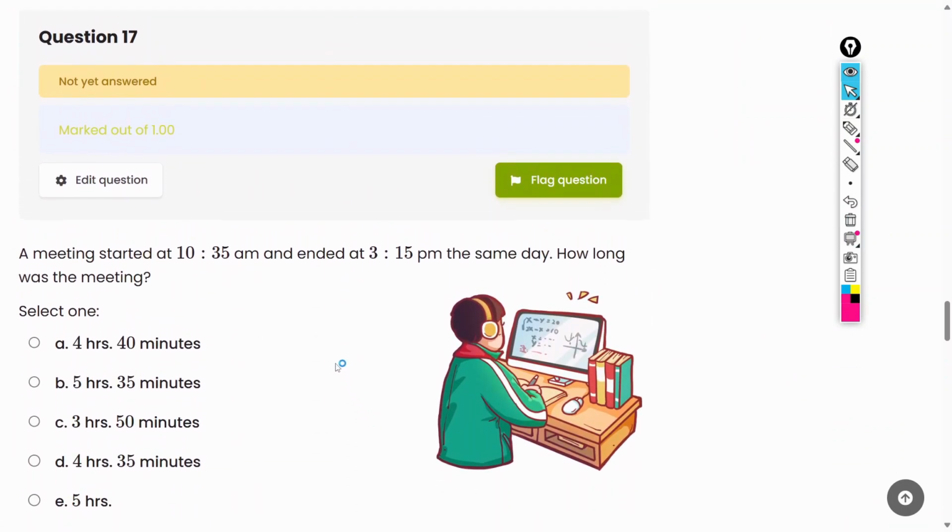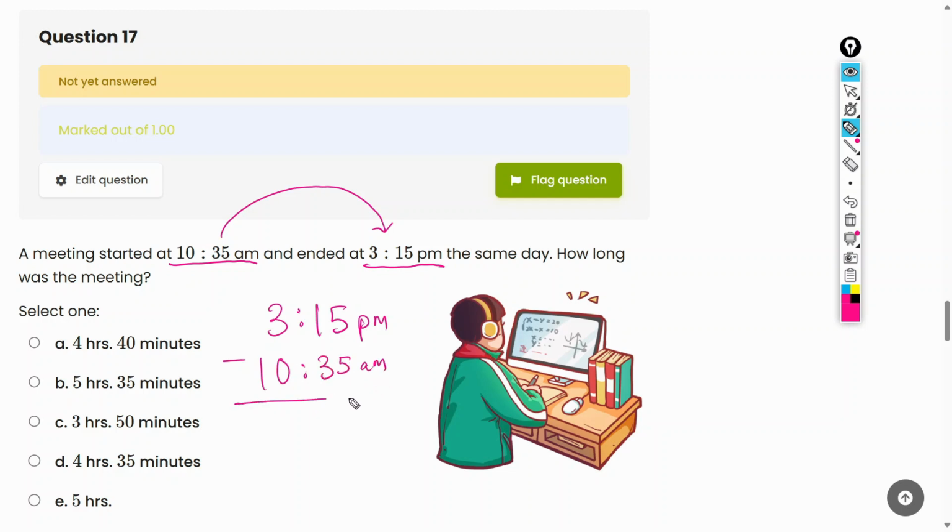Question 17. A meeting started at 10:35 a.m. and ended at 3:15 p.m. the same day. How long was the meeting? So we want to find how much time it took from 10:35 a.m. to 3:15 p.m. So we can do this by subtracting 10:35 a.m. from 3:15 p.m. Now, because this is PM, we might want to change this to hours.